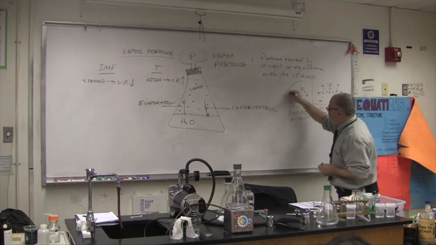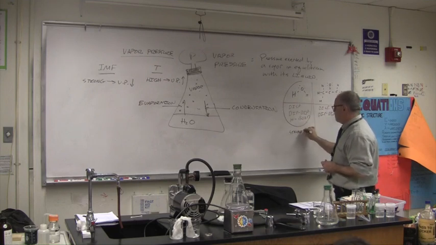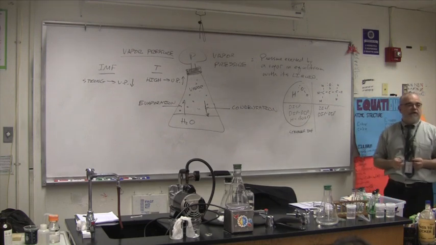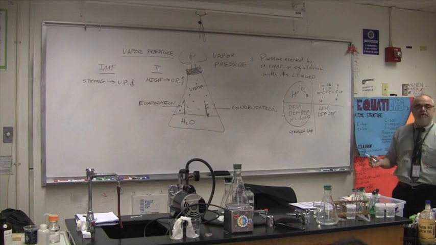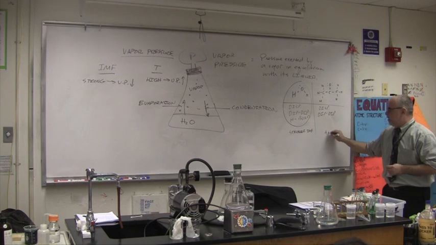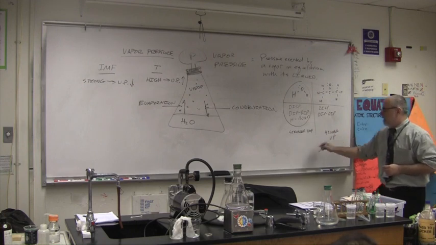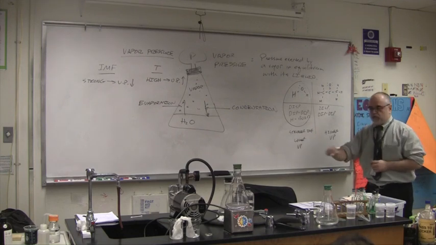So if we chose this and said this has the overall stronger IMFs, what would we expect in terms of their vapor pressures? Who would have the higher vapor pressure? The right side, the acetone, we would expect to have the higher vapor pressure, and the water the lower vapor pressure. And this is, of course, assuming the same temperature.